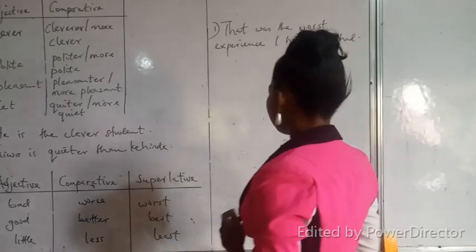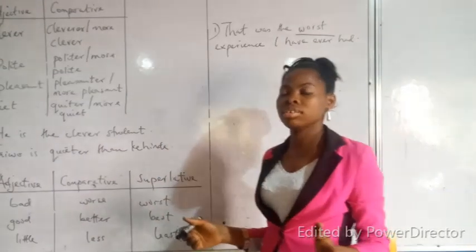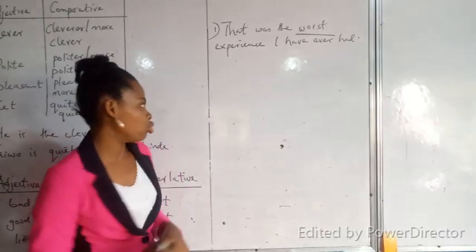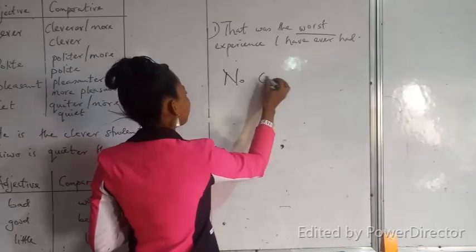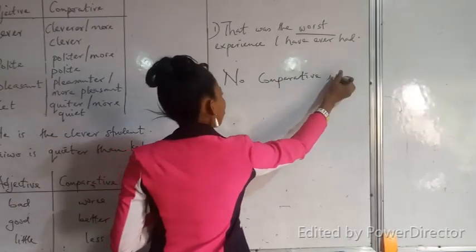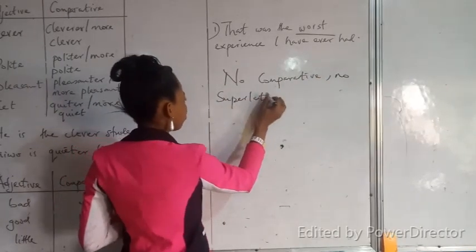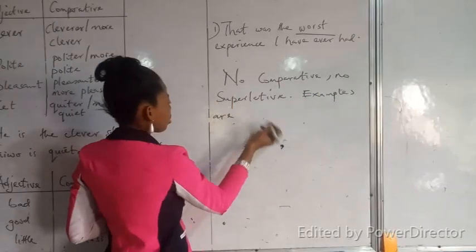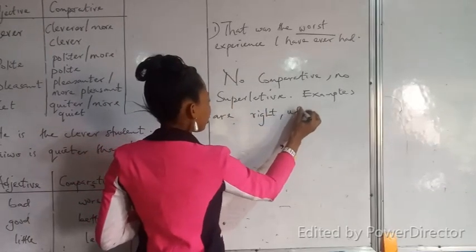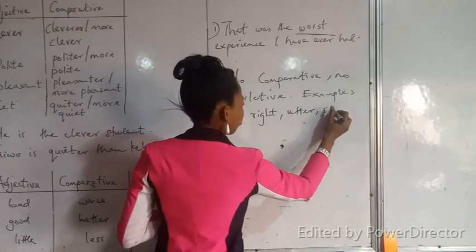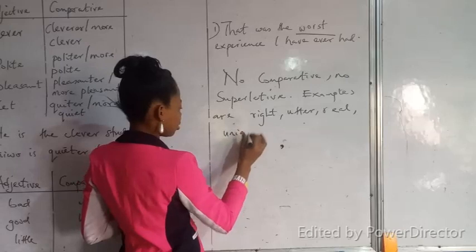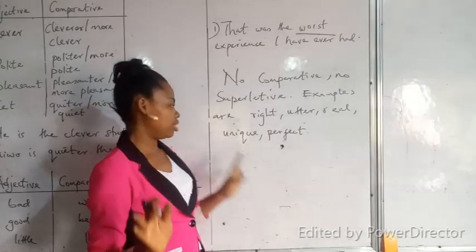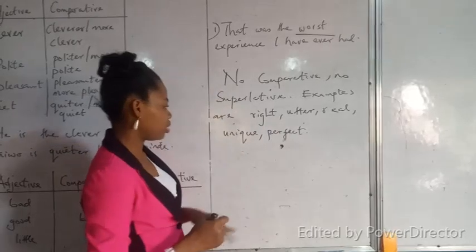All right then. There is another category of adjectives that don't have the comparative form and don't have the superlative form. Yes, it is important you know that too. Now these ones, no comparative, no superlative. Examples of these ones are right, utter, real, unique, perfect. You can't compare them. There's no point of comparison. They are just perfect on their own. There's no comparative form. There's no superlative form.